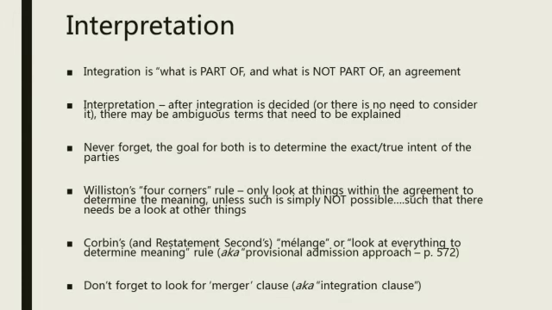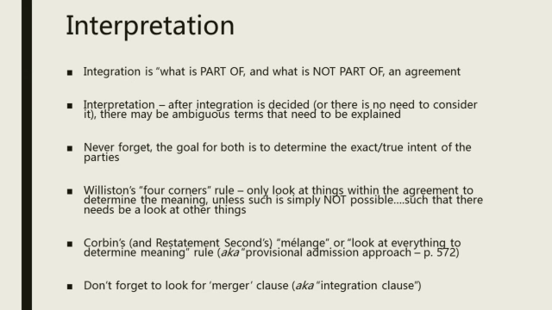You can ask the parties what they both thought. And if it's contentious, they'll have different ideas. You can look at brochures. You can look at emails. You can look at other things. The Corbin test, the Restatement Second test, would be extrinsic sources.